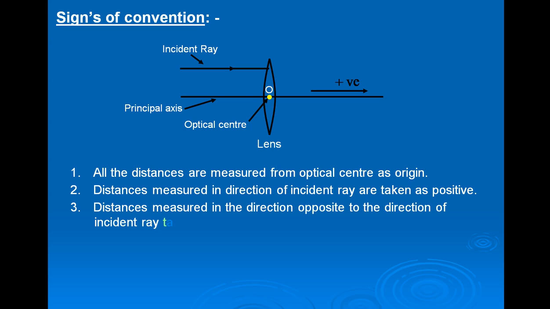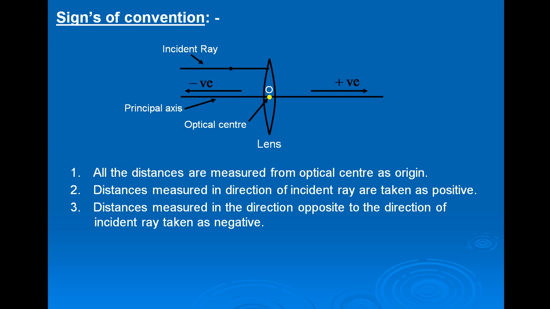Now the third sign of convention is the distance measured in the direction opposite to the direction of incident ray are taken as negative. As in the diagram, the distance measured in the direction opposite to direction of incident ray are taken as negative.